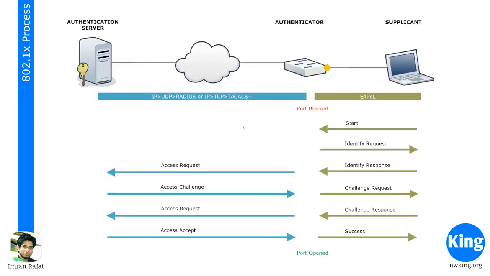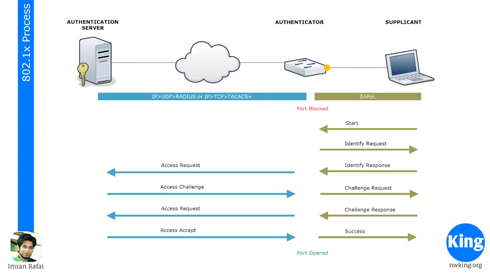If you look at the 802.1x process, it basically contains three components. First, there is a supplicant. A supplicant is typically software on your computer. Most newer operating systems have supplicant software built in, but if you don't have it, you can use third-party supplicant software. Why do you need that software?